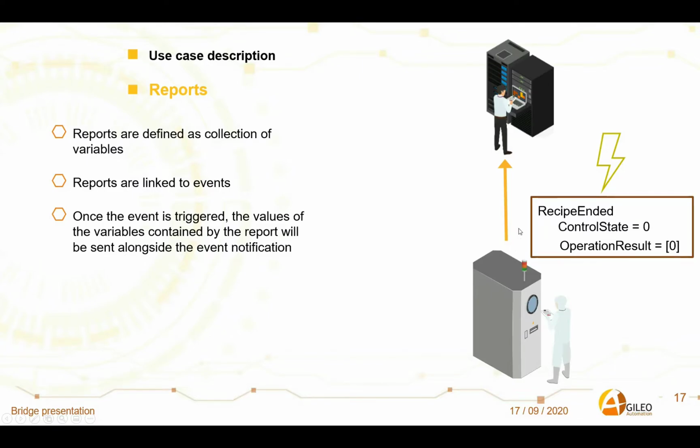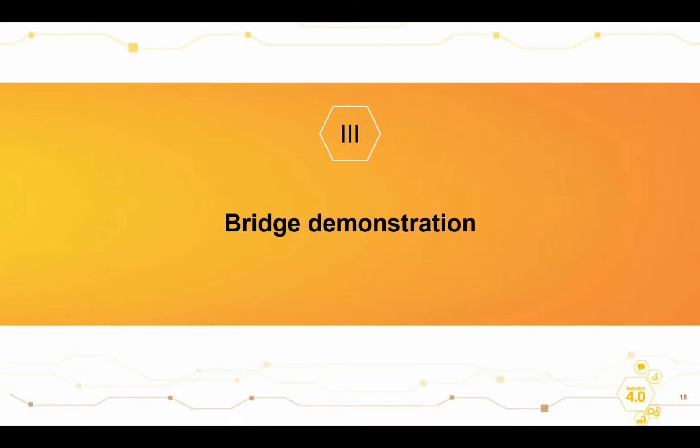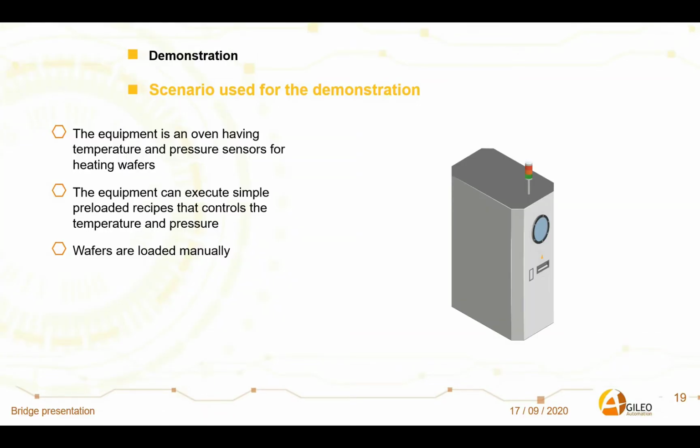Continuing with the last example, when the recipe ends, a recipe ended event is triggered and the event notification is sent along with the control state and operation result variables. In this example, the MES would receive the recipe ended event notification, a 0 that corresponds to the control state and a 0 meaning the operation was successful. So, now let's go to the demonstration.